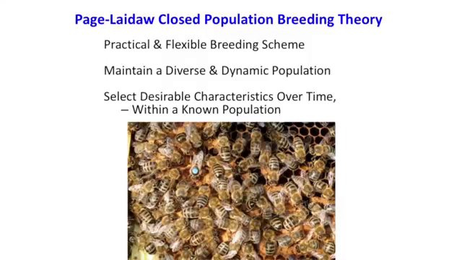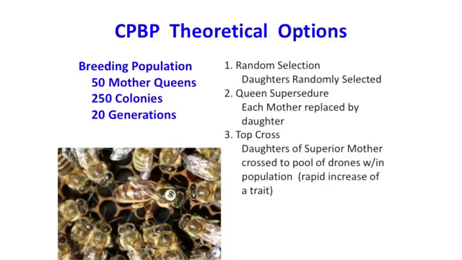Mostly looking at general traits. You want fitness, productivity, things like that. So basically maintaining a population and selecting for desirable traits in the population over time. The theoretical model behind this is based on three different aspects: random selection, queen supersedure, and a top cross.